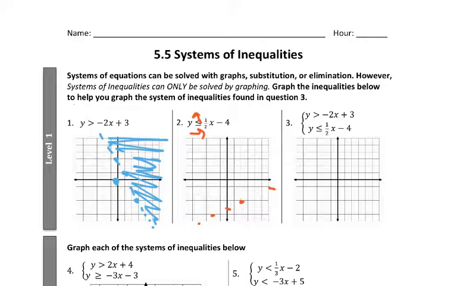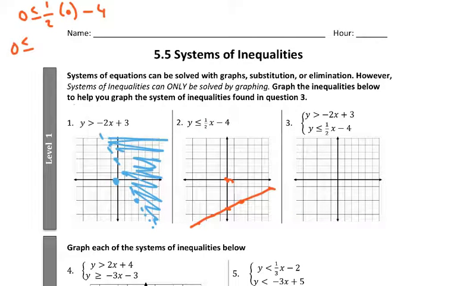Now the girls, it looks like, would be safe to eat on the fence line because there's an underline here. So, we're going to draw a solid line here. Let's take our sacrificial girl cow and eat at the point (0, 0) to see if it's a good place to eat or not. 0 is less than 1/2 times 0 minus 4.